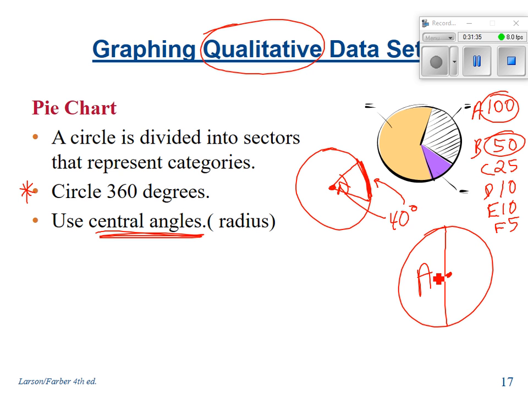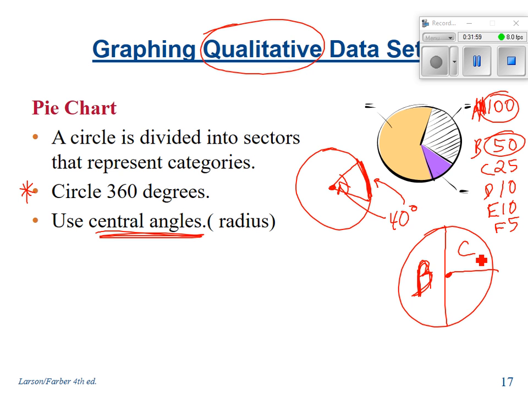25 out of 100 is what? That's not supposed to be A, that's supposed to be B. Heck, don't you tell me that's messed up. How are we going to do the 25? It's like a quarter of the circle, right? So what kind of angle is 25% of a circle? A right angle, 90 degrees. So we put C right there.